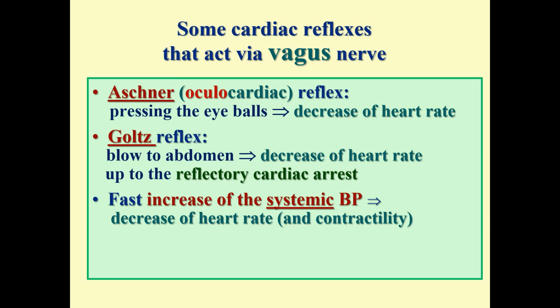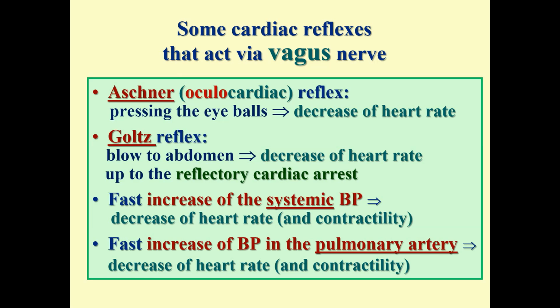Not only systemic blood pressure, actually similar mechanisms exist in the pulmonary artery and in the pulmonary circulation. When blood pressure suddenly starts to increase in the pulmonary artery, this produces a decrease of heart rate and contractility, similarly to the changes in the systemic circulation. So all these reflexes are arranged through the vagus nerve.